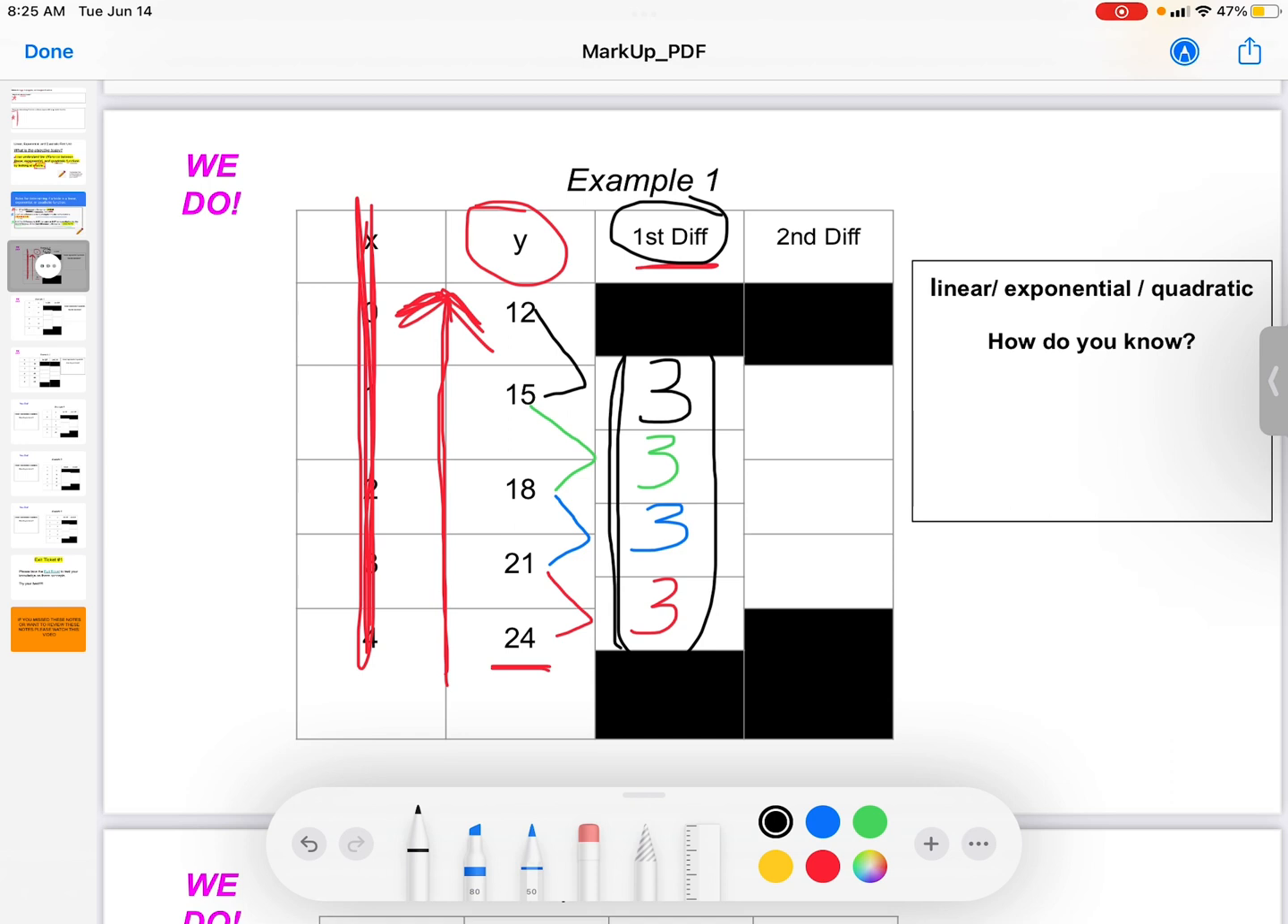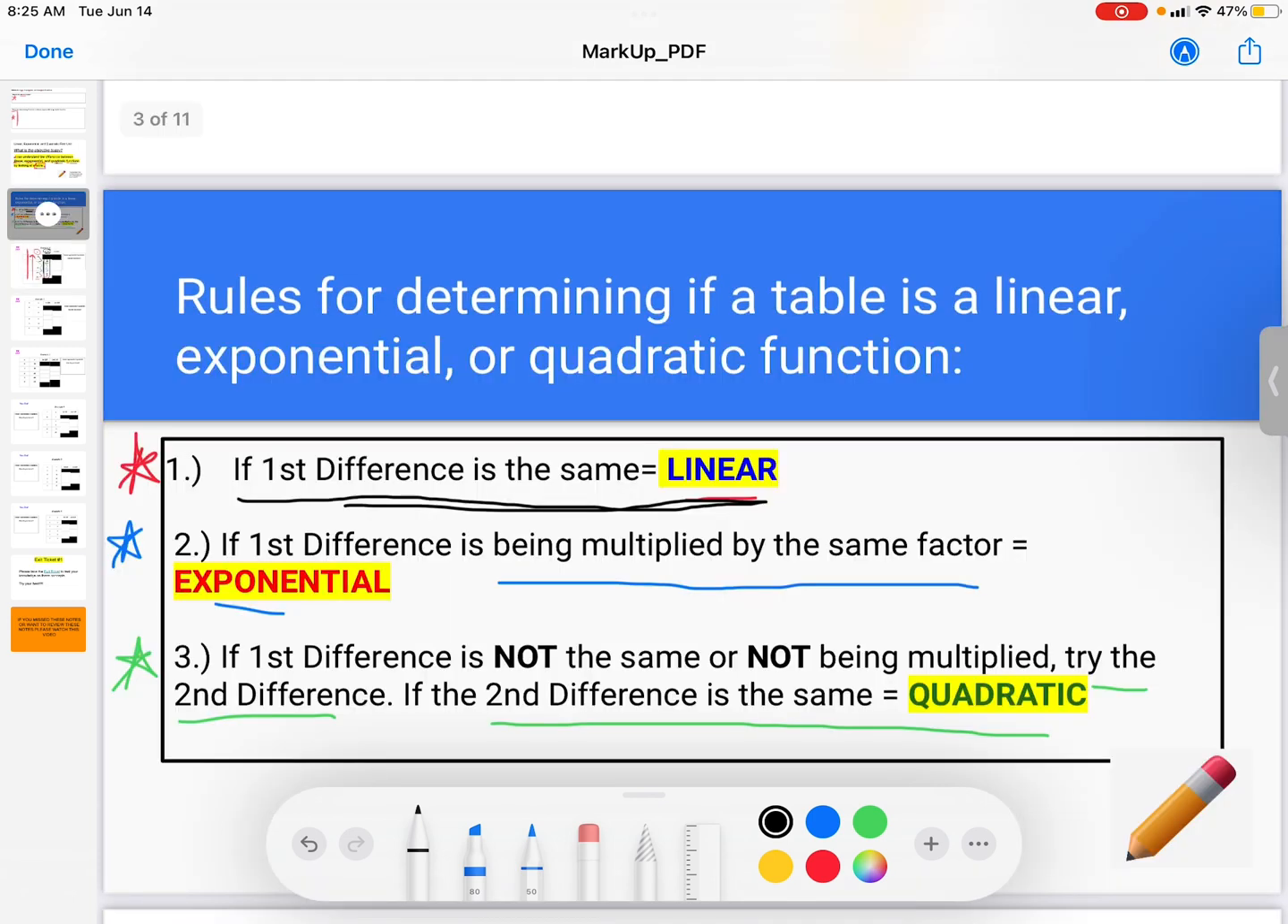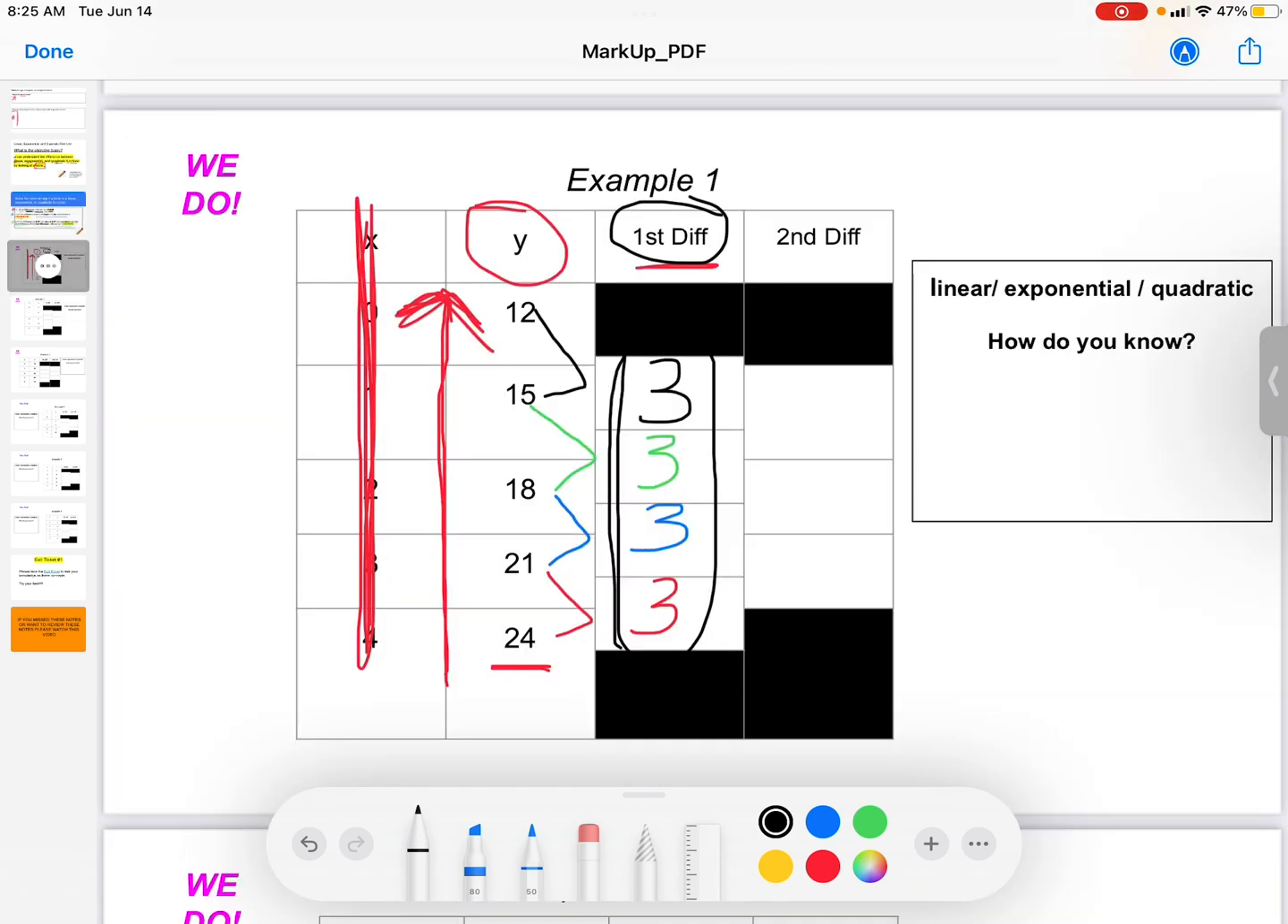So when I figure out if a rule works, I can stop. So the first difference is the same. I know this table has to be linear. So over here, I'm going to circle, or you can highlight, or you can even erase these other ones, whatever helps you know that this table is linear.